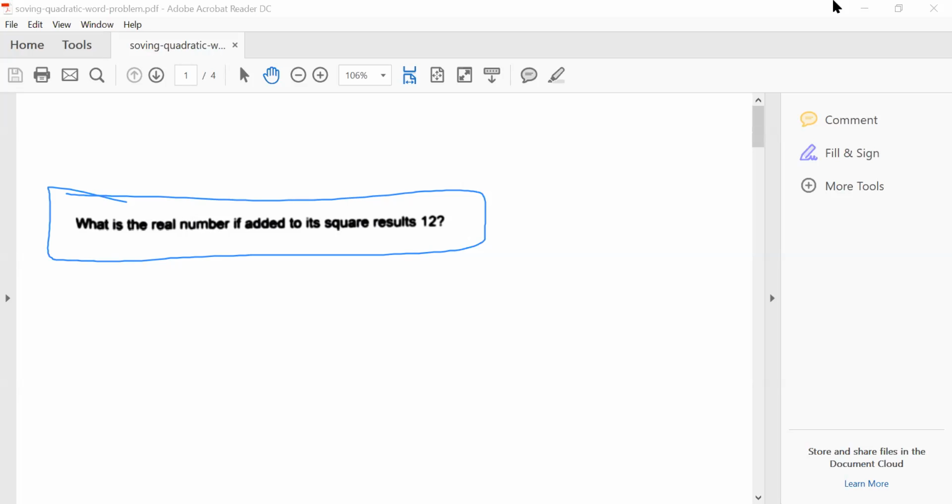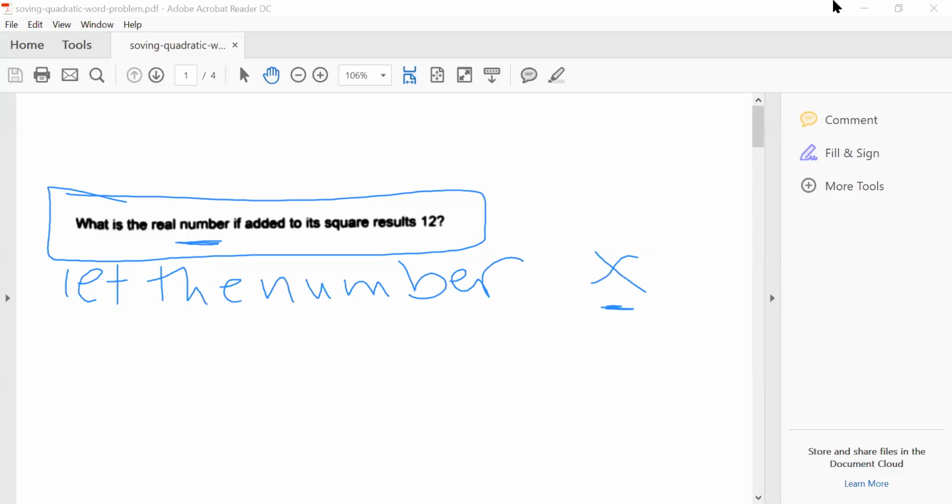First, translate. He's asking about a number. You would say, let the number be, and you can name it any variable you want. I will make it x, which is a very famous variable. So let the number be x. He says, what is the real number? What is x? If added, what is meant by added? Added means addition, to x squared. What is the square of the number x?